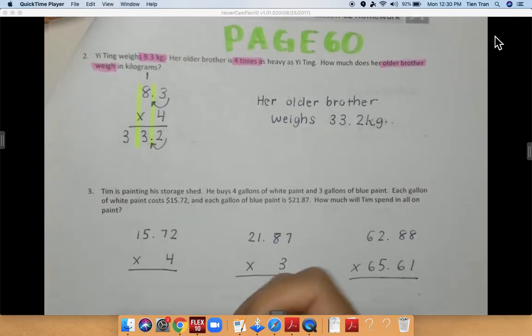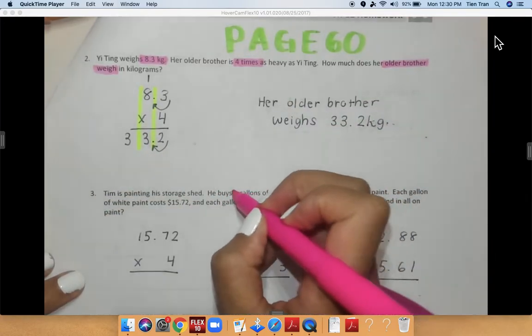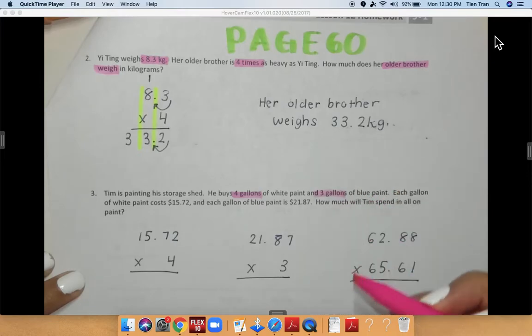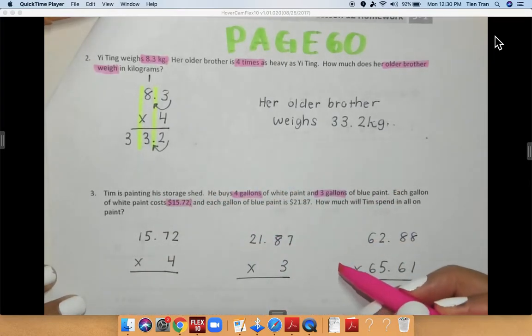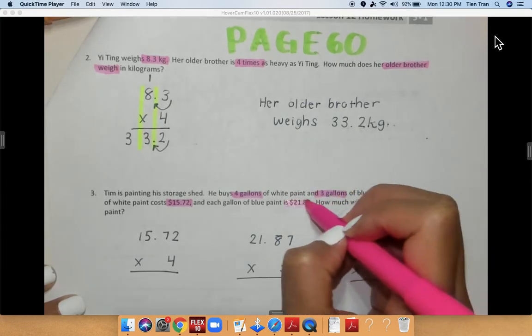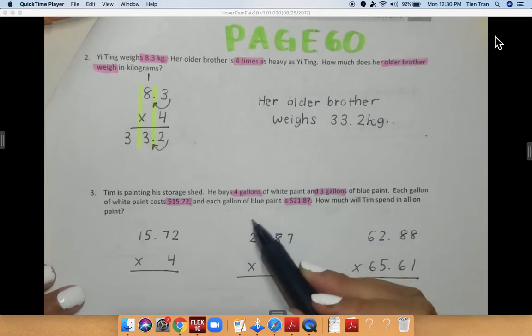Now, for number 3, it says here that Tim is painting his storage shed. He buys 4 gallons of white paint and 3 gallons of blue paint. Each gallon of white paint costs $15.72, and each gallon of blue paint is $21.87. How much will Tim spend in all on the paint?